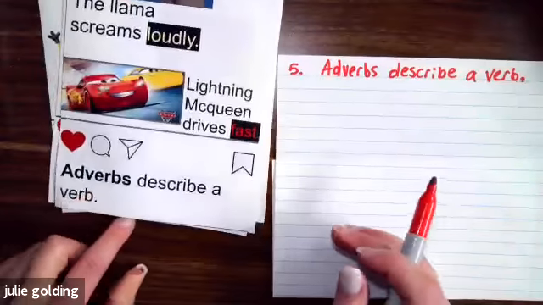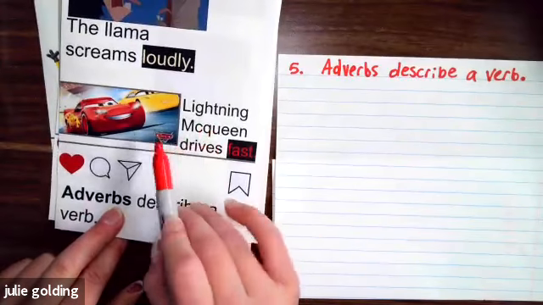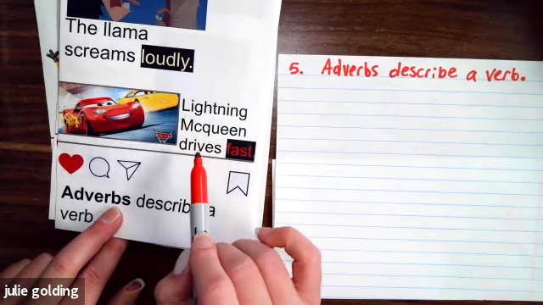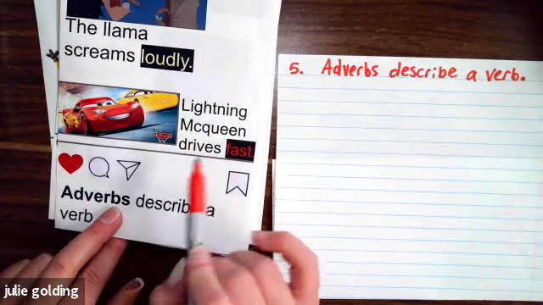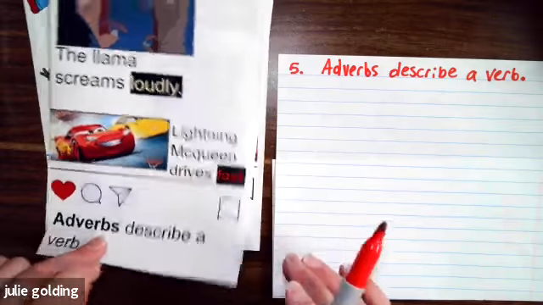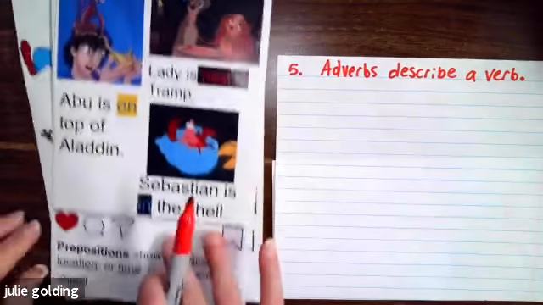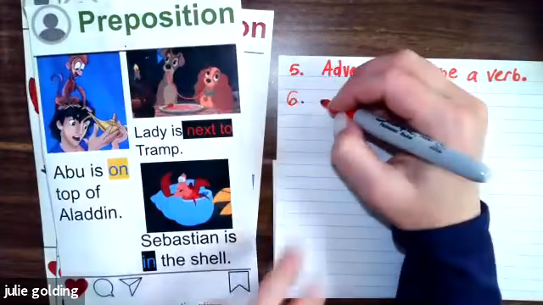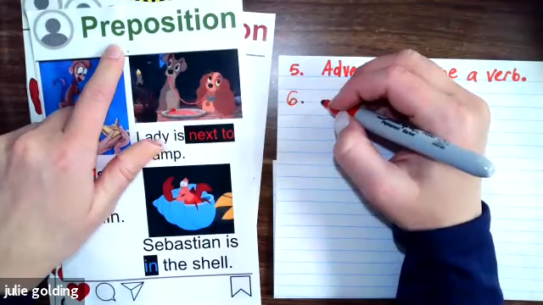So Lightning McQueen drives fast. What is he doing? He's driving. How is he driving? He's driving fast. The next part of speech, number 6, is preposition.